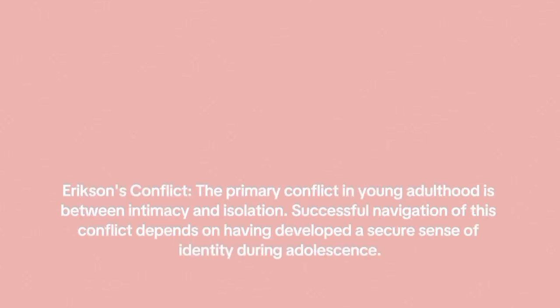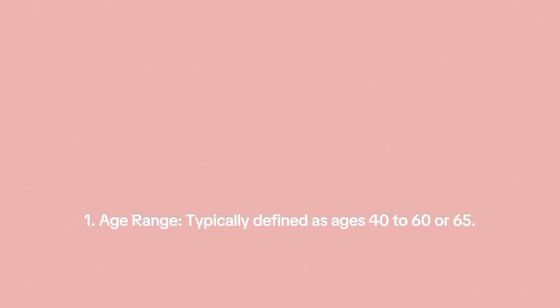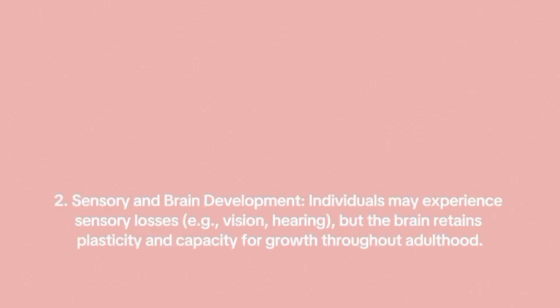Erikson's conflict. The primary conflict in young adulthood is between intimacy and isolation. Successful navigation of this conflict depends on having developed a secure sense of identity during adolescence. Middle adulthood. 1. Age range. Typically defined as ages 40 to 60 or 65. 2. Sensory and brain development. Individuals may experience sensory losses, for example, vision and hearing, but the brain retains plasticity and capacity for growth throughout adulthood.